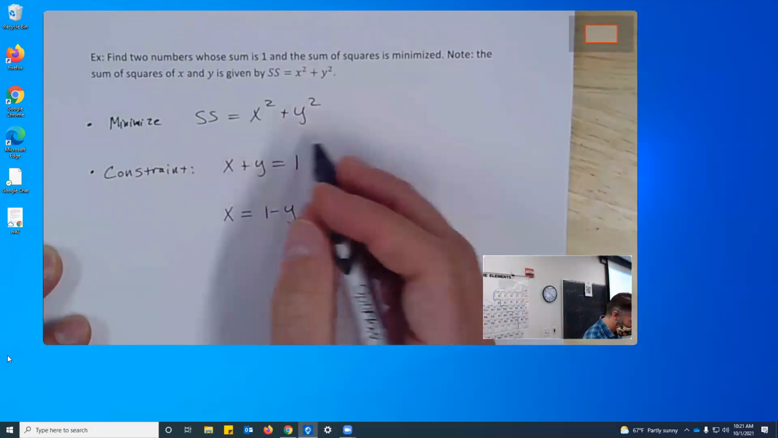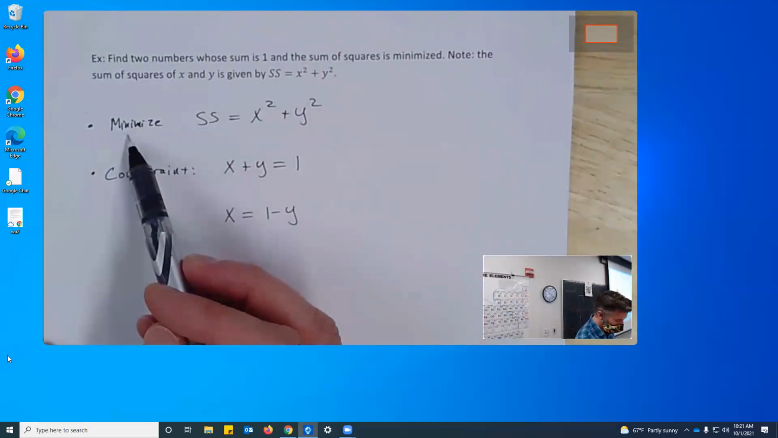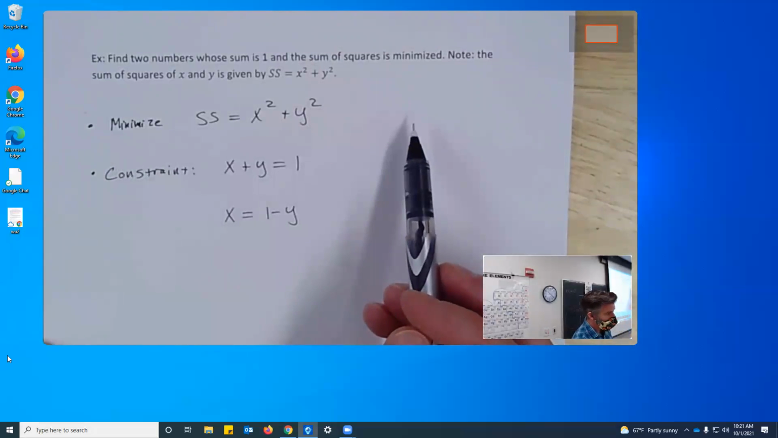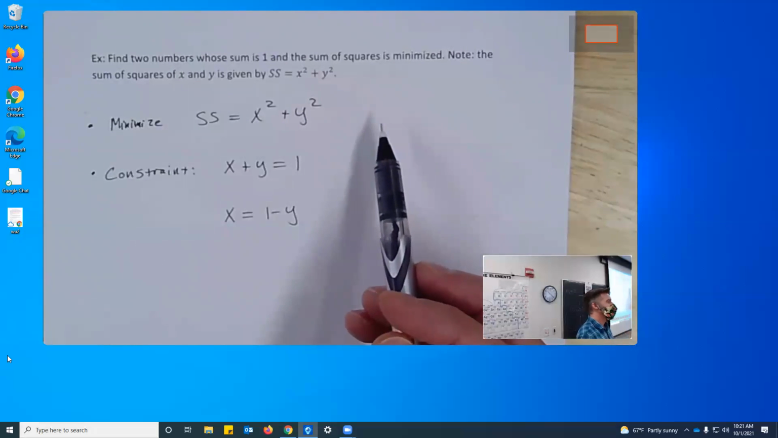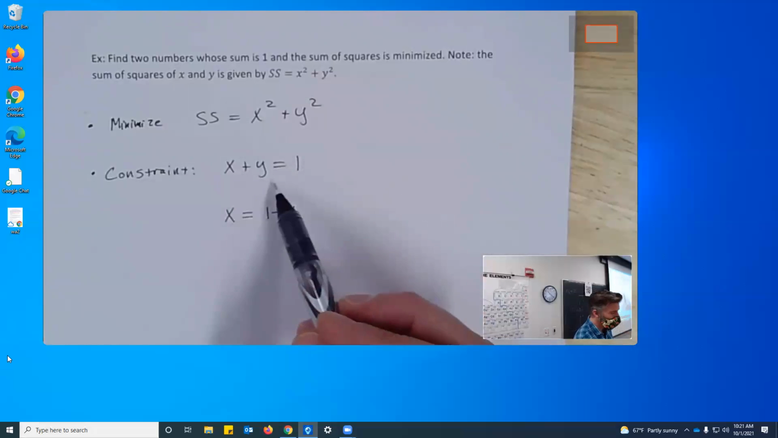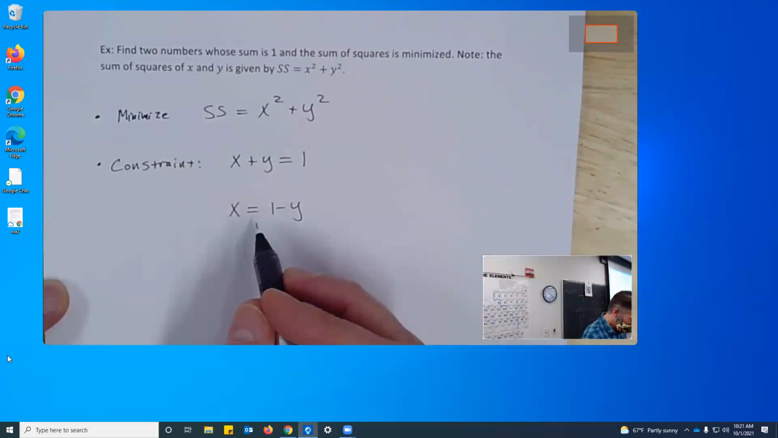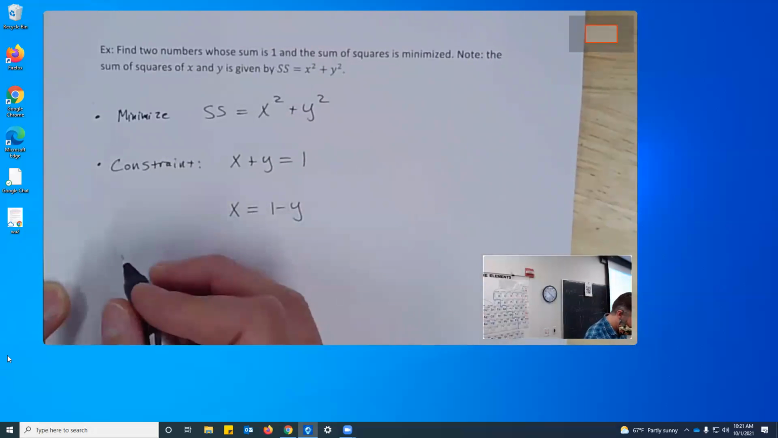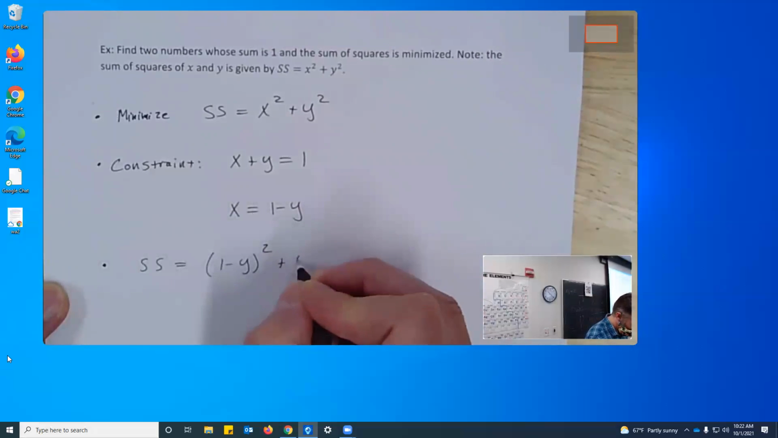And then we're going to plug that back in to the thing we're trying to optimize. I want to reiterate, because I don't feel like I can say it enough: the thing you're trying to optimize should never be equal to a number. You're trying to find what that number is, that's kind of the goal. Whereas the constraint is always equal to some number that's limiting what you're able to do. So let's throw that back in. Now we're going to minimize the sum of squares, which is going to be 1 minus Y quantity squared plus Y squared.